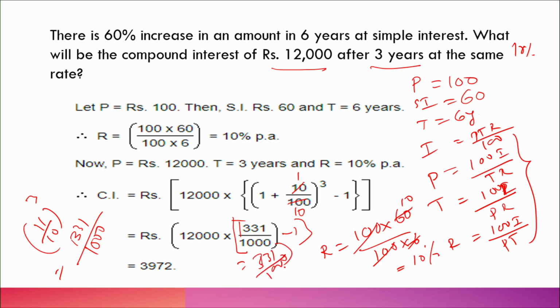That is the reason we will take the value directly of 12,000. So 12,000, this 1000 and the 1000 will be cancelled. 12 will remain. 12 times 331 is 3972. So the value of this one is 3,972 rupees. This is very important.